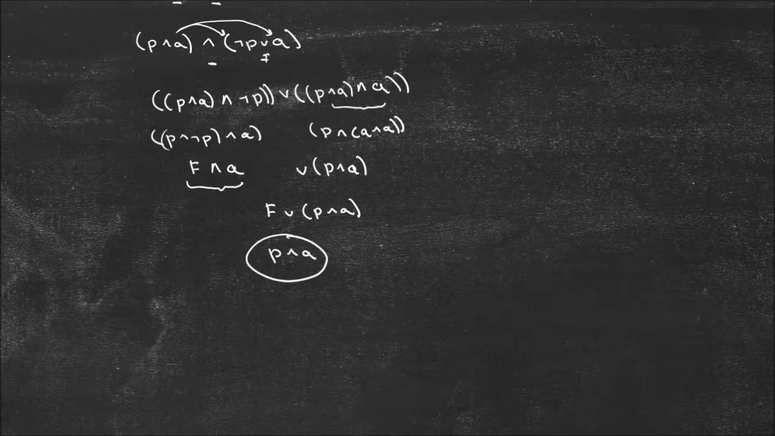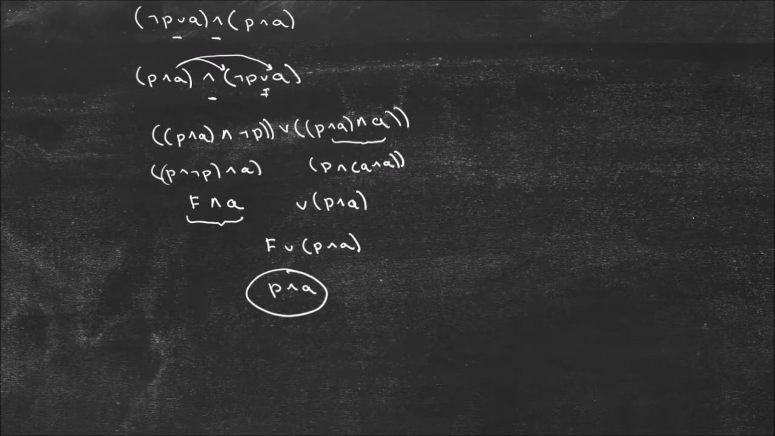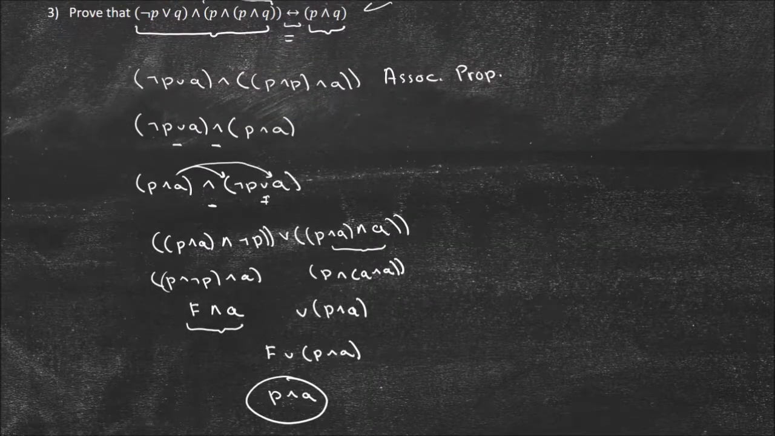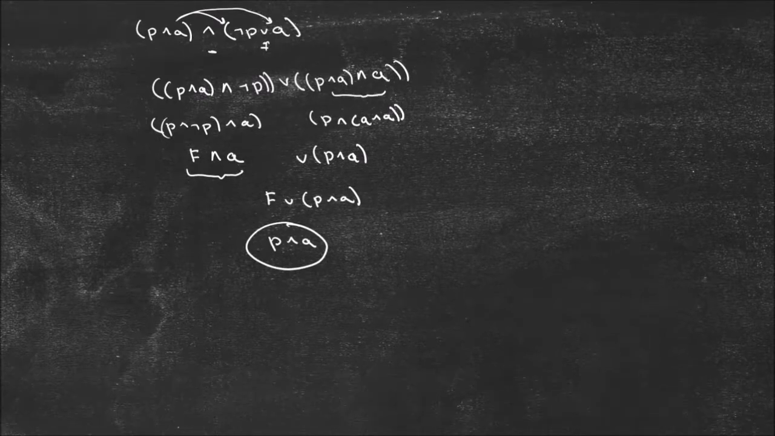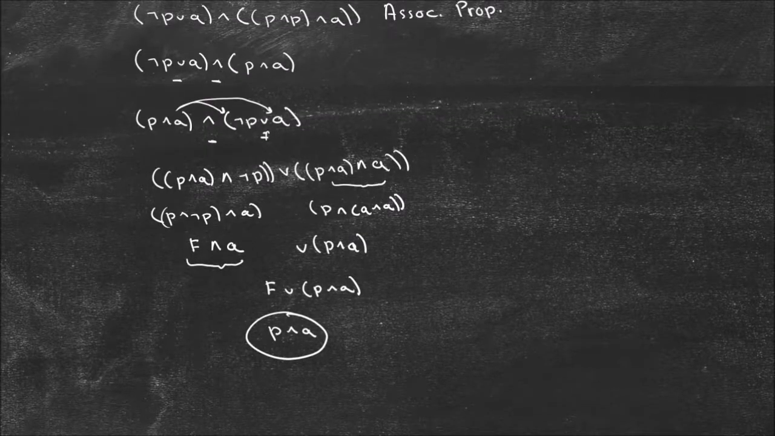And that last step is explained because if I have the contradiction or something else, the contradiction is never true, so I'm left with just the truth value of that something else. And so that's what we wanted to prove. We wanted to show that it equaled P and Q, and that's what we've done. So that's a pretty tough one there. If you can do that one, you can do all of them.